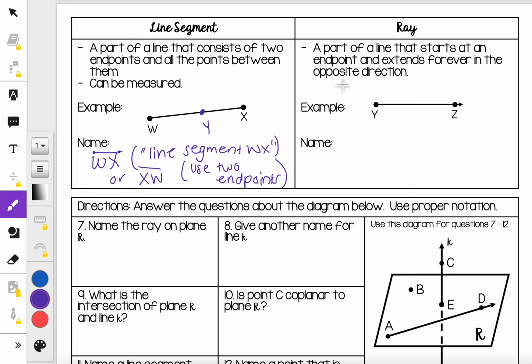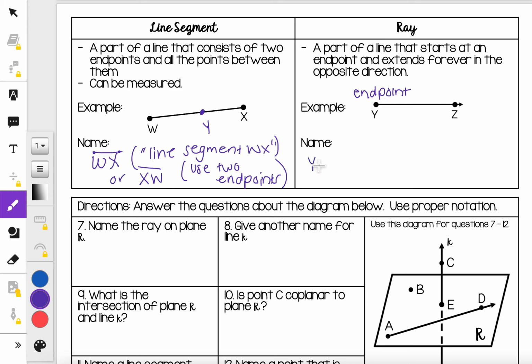And then next we have a ray. So a ray is another part of a line that starts at an endpoint and extends forever in the opposite direction. So this cannot be measured, right? Because this ray is going to go on forever and ever and ever, all right? But it does have a clear starting point. It does have an endpoint, okay? So this here would be my endpoint. My endpoint here is point Y, okay? That is going to be important when we name it.